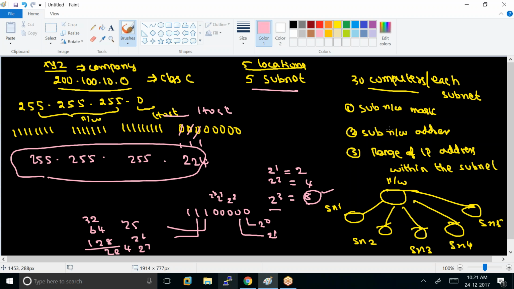Here I am finding out the subnet mask. How to find out the subnet mask? According to the number of subnets that we need, we need to borrow some bits from the host. Since my requirement is 5 subnets, I need to borrow a minimum of 3 bits from the host. Once I identify the number of bits, this is my binary representation, and I convert it to the corresponding decimal representation. So my subnet mask is 255.255.255.224. First thing, now I have computed my subnet mask.